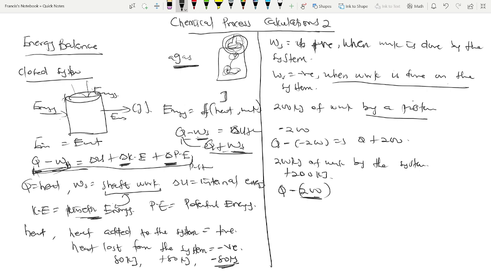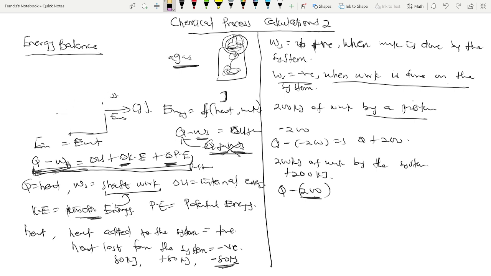Work is positive when work is done by the system. Work is negative when work is done on the system. And for the heat, they are the same. Heat added to the system is positive. Heat lost from the system is negative. We'll be looking at this, not the Q plus W. Right? Now we can just move straight to open systems, and then we can go ahead and solve a few questions.